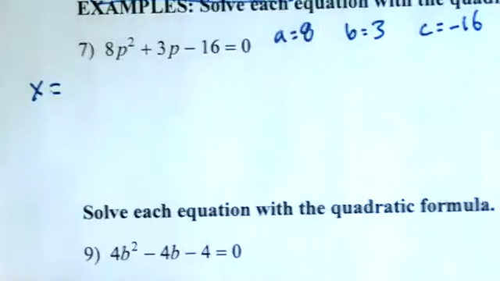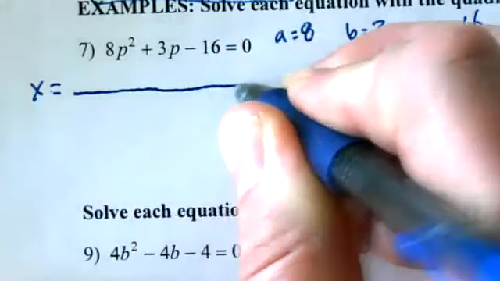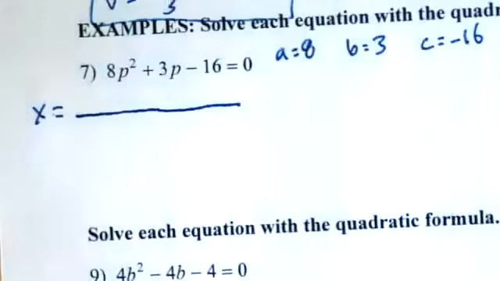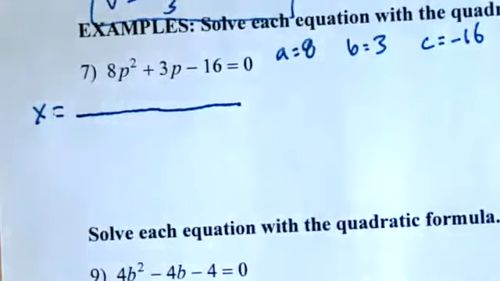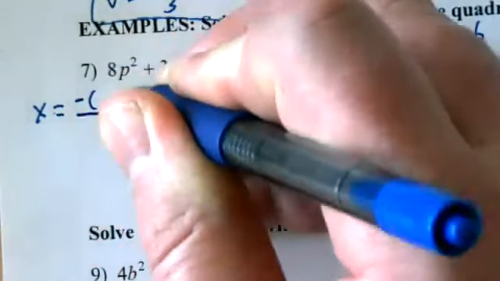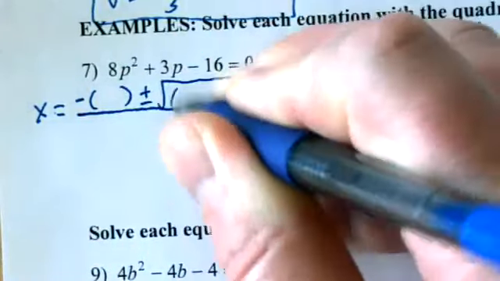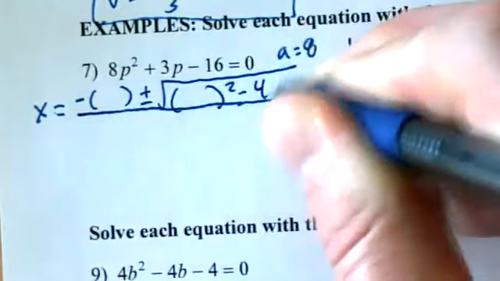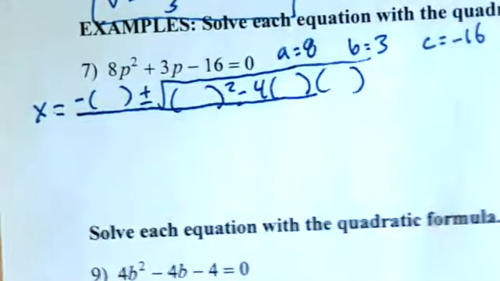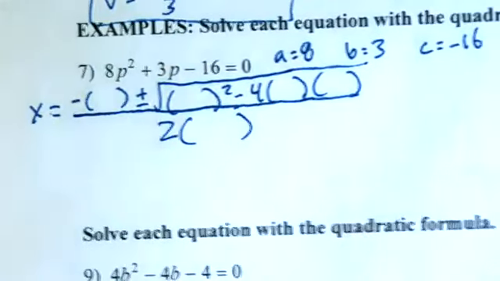X equals. Now, the biggest hint I can give you is that when you do the quadratic formula, set up the formula with blank parentheses before you put numbers into it. If you get in the habit of doing things this way, it will actually go faster for you. You'll definitely be much more accurate. So x equals the opposite of b plus or minus the square root of b squared minus 4ac, all over 2a. So set it up with blank parentheses first.